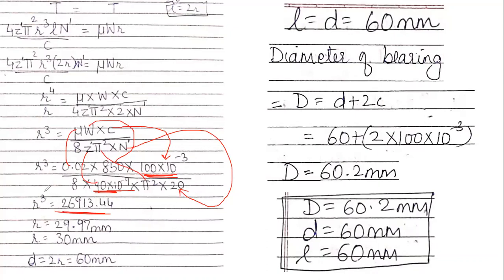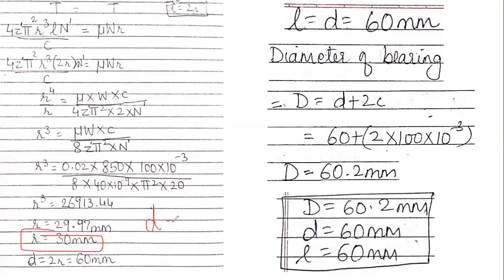26913.44. So if I find the cube root of this, I'll get R as 29.97, which is approximately equal to 30 mm. So the radius of the journal will become 30 mm. You know, diameter is 2 times the radius. So 2 into 30 is going to become 60 mm. So I found out the diameter of the journal.